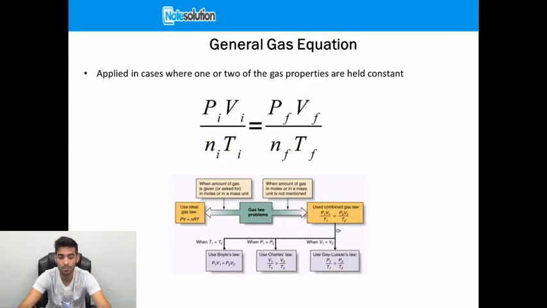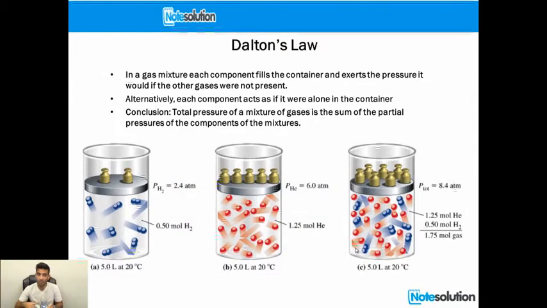Let's talk now about a different type of law, called Dalton's law. What Dalton's law states is that in a gas mixture, each component fills the container and exerts the pressure it would if the other gases were not present. So it does not matter if the gases are all present at the same time or not. Each gas will exert the pressure it would if the other gases were not present. The presence of other gases does not affect how much pressure a gas would exert.